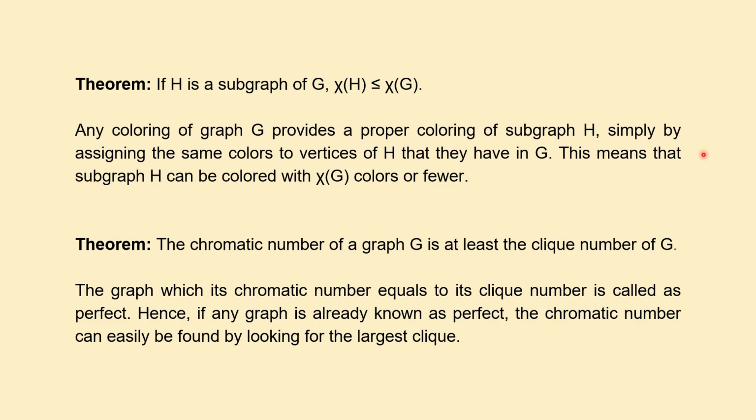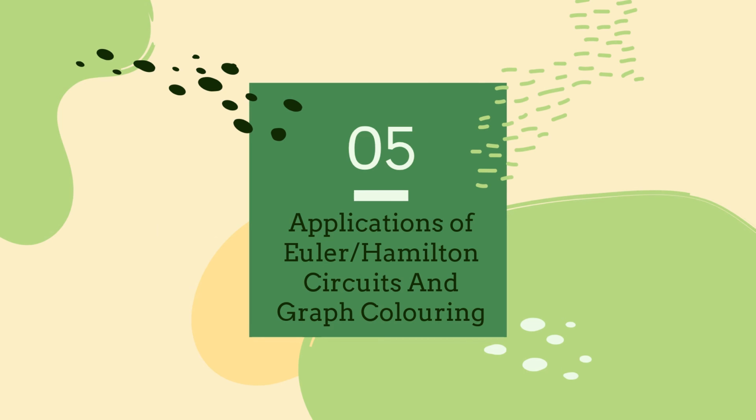Theorem: the chromatic number of graph G is at least the clique number of G. A graph whose chromatic number equals its clique number is called perfect. Hence, if a graph is already known to be perfect, the chromatic number can easily be found by looking for the largest clique. Next is application of Euler-Hamilton circuit and graph coloring.